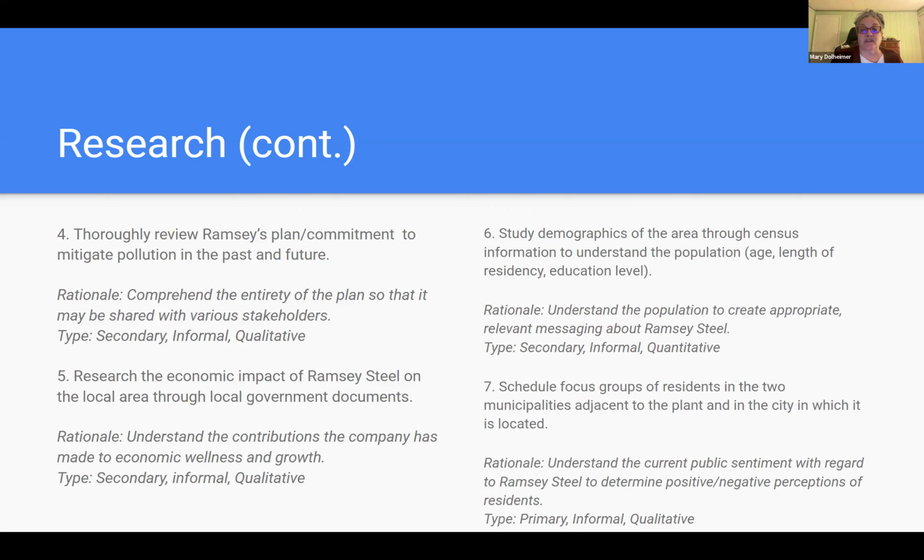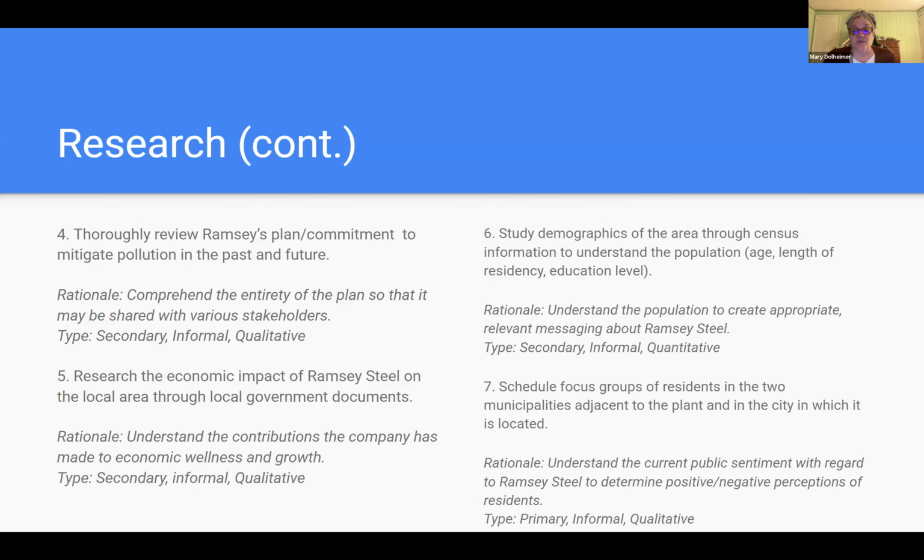Study demographics of the area through census information to understand the population. Age, length of residency, education level were some of the things I was particularly interested in. This was really to understand the population so that we can create appropriate, relevant messaging about Ramsey Steel. As we know, folks of different age groups absorb information in different ways and have different language preferences. So that was the goal with item 6.